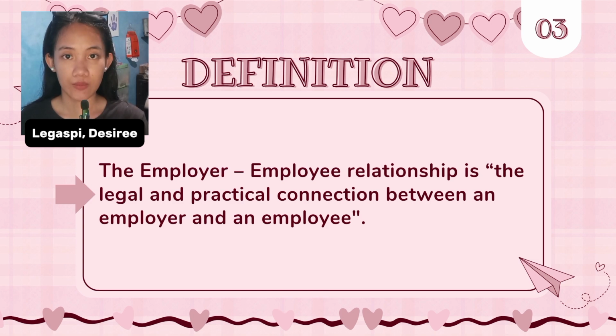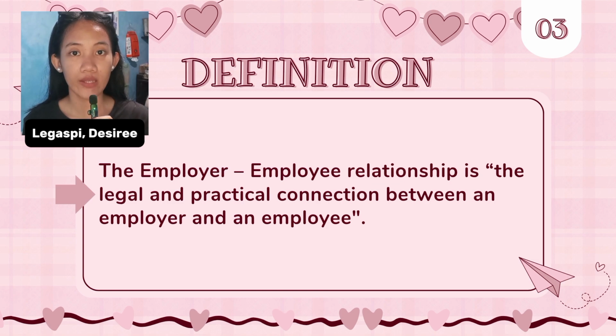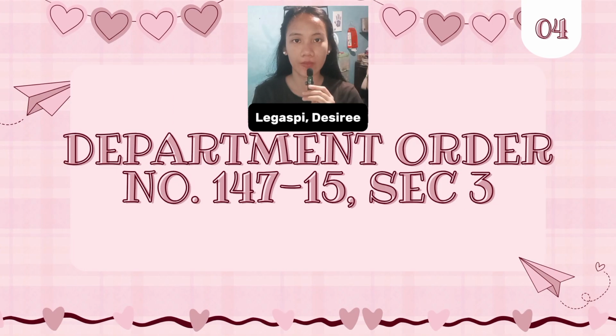In statutory terms, an employee is any person employed by an employer, and the existence of this relationship confers rights to minimum wage, security of tenure, and social welfare benefits. According to Department Order Number 147-15, Section 3, to ascertain the existence of an employer-employee relationship, the fourfold test shall apply.